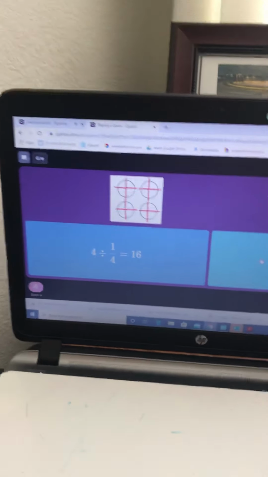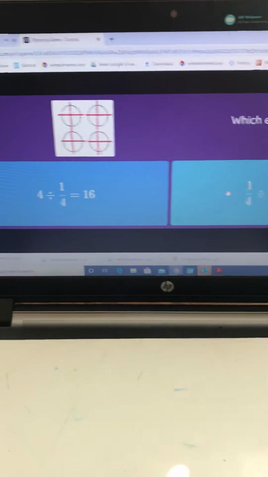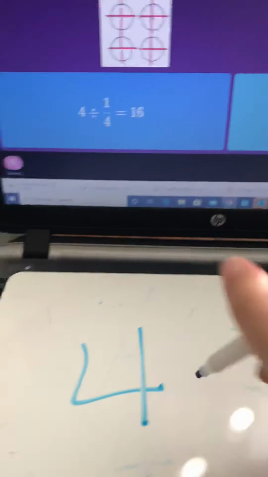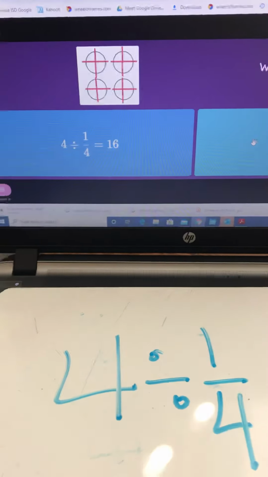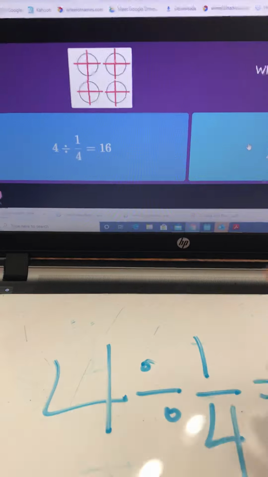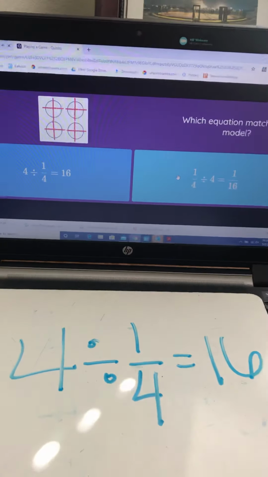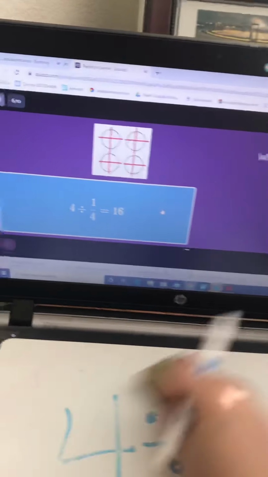Which equation matches this model? This one looks a little different than the previous one, but I have 4 whole circles, so I know I'm going to start with a whole number. Each circle is divided into fourths. And if I count all those pieces up, 4, 8, 12, 16 is my quotient. So 4 divided by 1/4 equals 16.